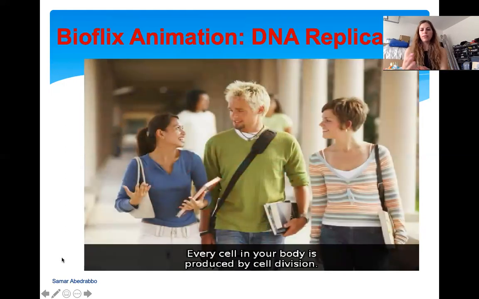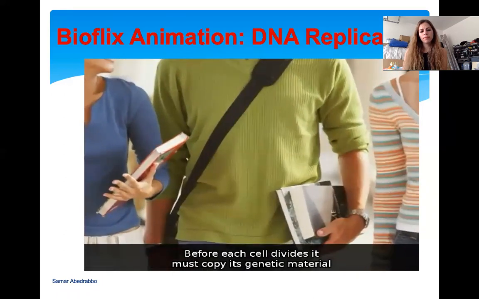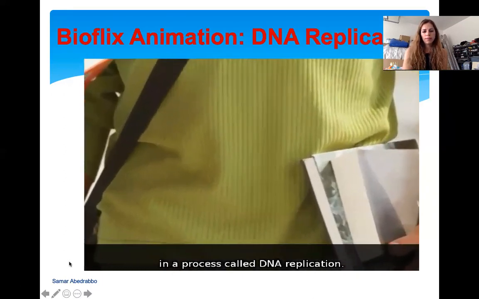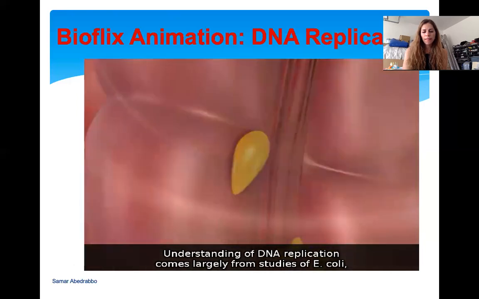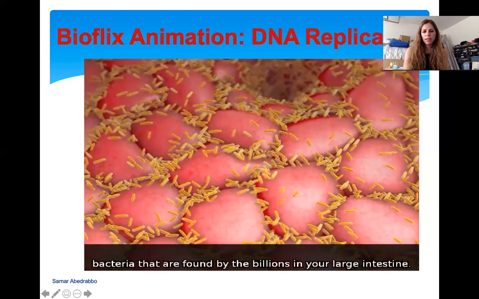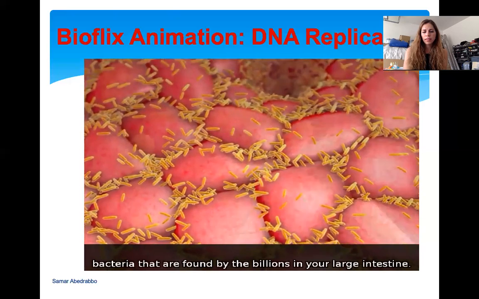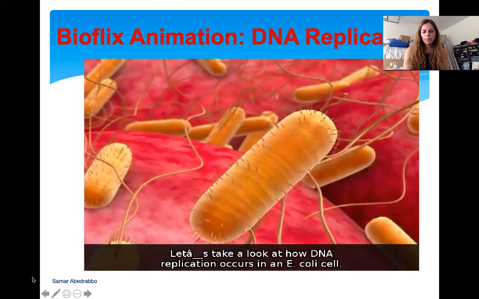Okay, so here's a video. Every cell in your body is produced by cell division. Before each cell divides, it must copy its genetic material in a process called DNA replication. Understanding of DNA replication comes largely from studies of E. coli, bacteria that are found by the billions in your large intestine. Let's take a look at how DNA replication occurs in an E. coli cell.